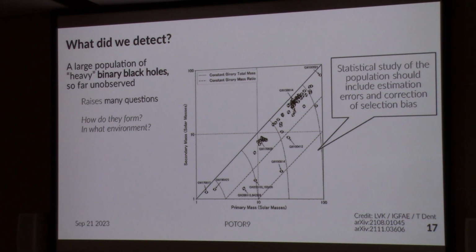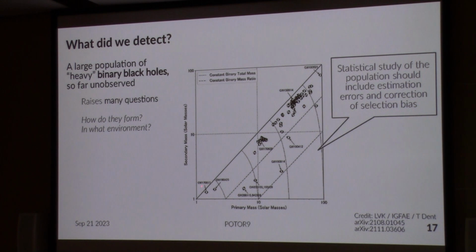But as I said, what I'm interested in here is a view of the population as a whole. So what do these 90 sources really tell us about the population? This relates to a large population of heavy binary black holes that so far was unobserved. No electromagnetic observation has ever observed those sources. And this raises many questions. How do they form? What are their environments? The way we address this is by looking at the data, at the parameters we measure.